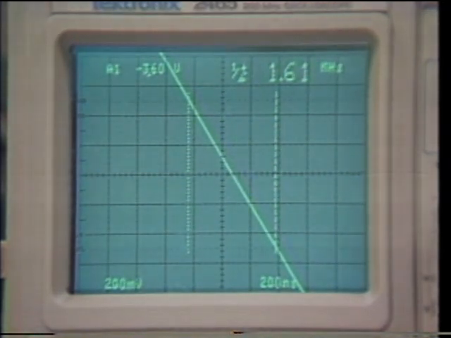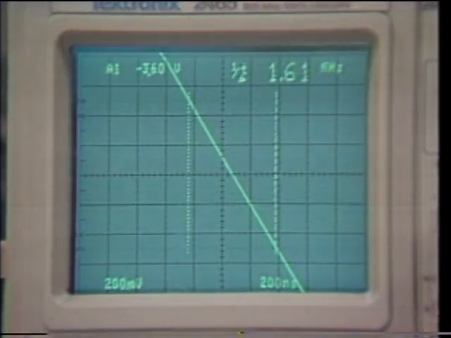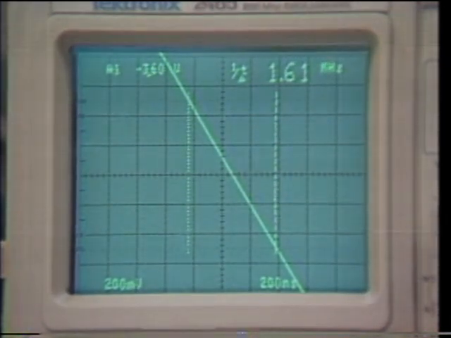Now, we can interpret that, since instead of displaying one cycle between the cursors, as we normally do for 1 over delta time, we are displaying 1 volt. We can interpret that as 1.61 megavolts per second. We're more comfortable with the concept of 1.61 volts per microsecond for most applications, however.